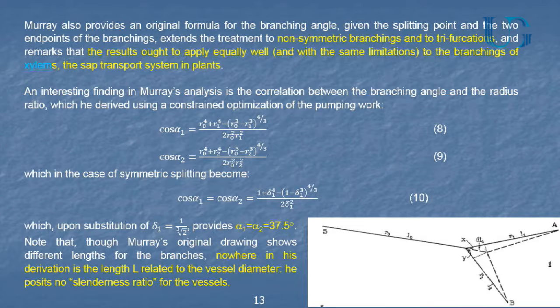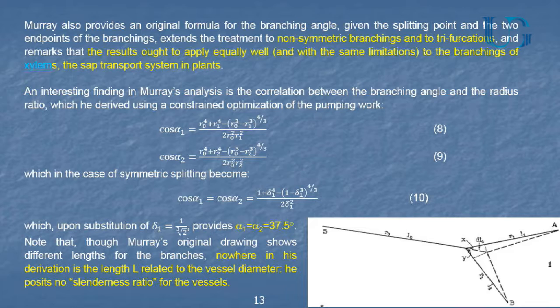Next, please. I forgot to mention that in this formula, the L, the length of the branches, does not appear. So in Murray's formulation, the length is not related to the radius in his optimal branching. He doesn't consider the ratio radius divided by length, which will be called by Bejan later the slenderness ratio. Okay?